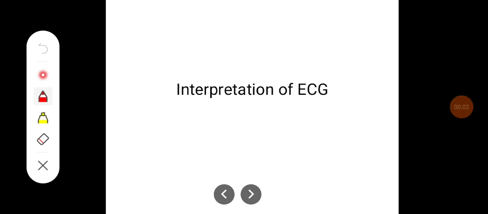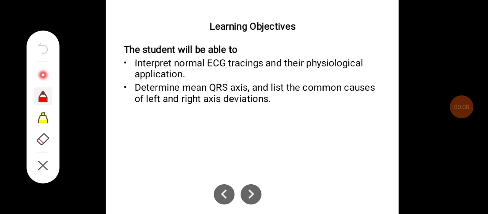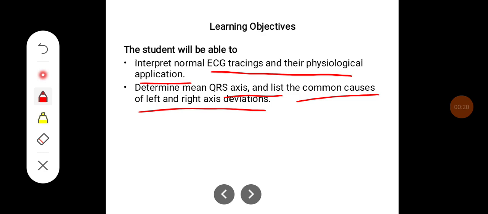Hello everyone. In this class, we'll try to learn how to systematically interpret ECG. The learning objectives would be to interpret normal ECG tracings and their physiological applications, determine the mean QRS axis, and list the common causes of left and right axis deviation.